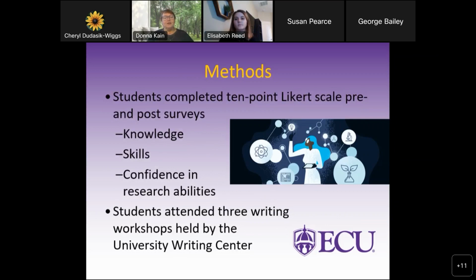During the time that they were in this project, they attended 3 writing workshops held by the University Writing Center for their writing in general. One of the things to see is if there's a difference between the work that they do when they come in and the work that they do when they leave. We were particularly interested in what differences there might be, particularly in confidence, in the preliminary statements and the statements that they were writing as they left the program.